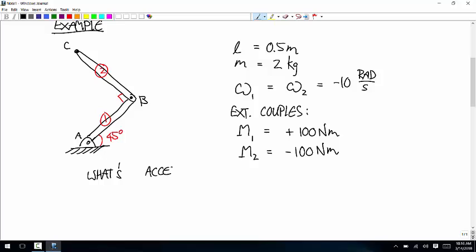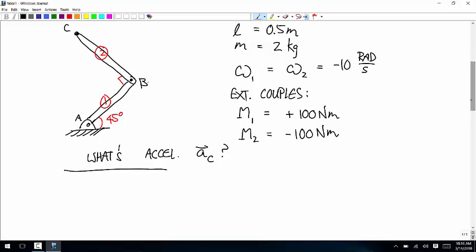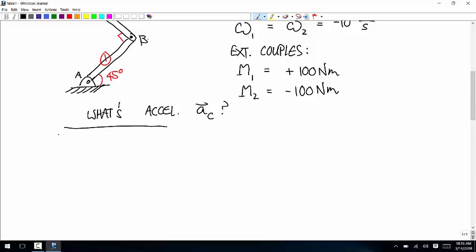Okay, so what's the acceleration of C? All right, so we're going to go through the linkage steps. That means first we do the rigid body analysis of the two members. So first, member 1. Is there a fixed point? Yep. So we're going to go about the point A.